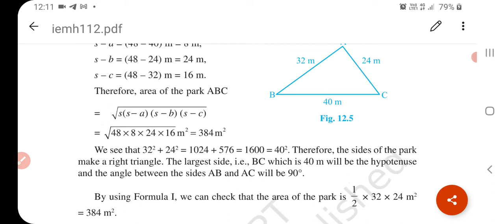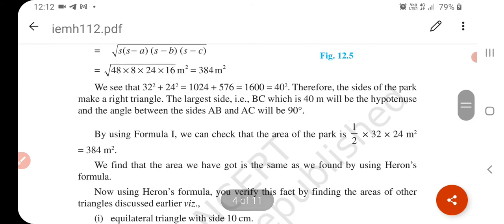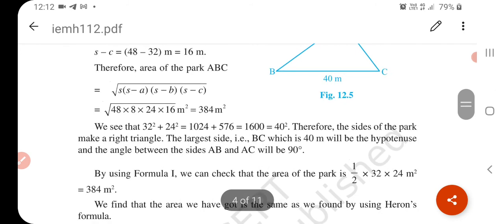Okay, here we can see that when we square the two sides, the sum is equal to the square of the third side. That means the Pythagoras theorem is true, and if the Pythagoras theorem is true then the triangle is a right angle triangle. Okay, now 1 by 2 into 32 into 24, our answer is 384 meter square. So see, both ways we get the same area.